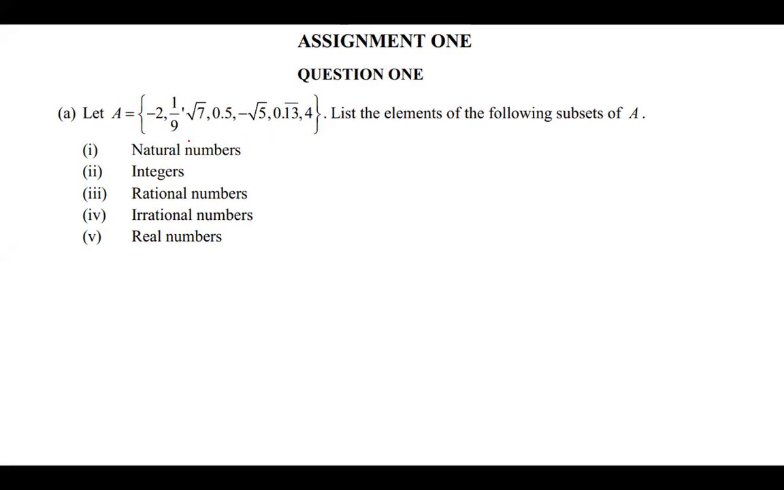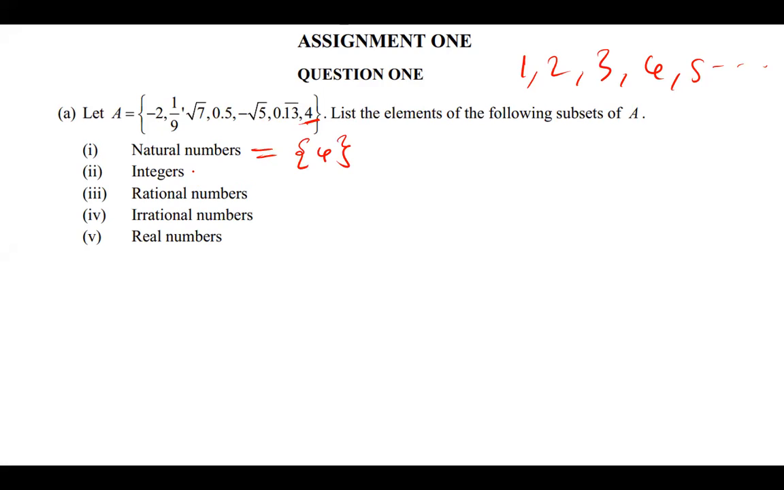Okay, so the first set is the set of natural numbers. We know that natural numbers are counting numbers starting from 1 going up: 1, 2, 3, 4, 5. In short, they are sometimes called positive integers. So natural numbers in this set, we have 4. Apart from 4, I think that's the only natural number that we have. So we write it in set format, we say 4.